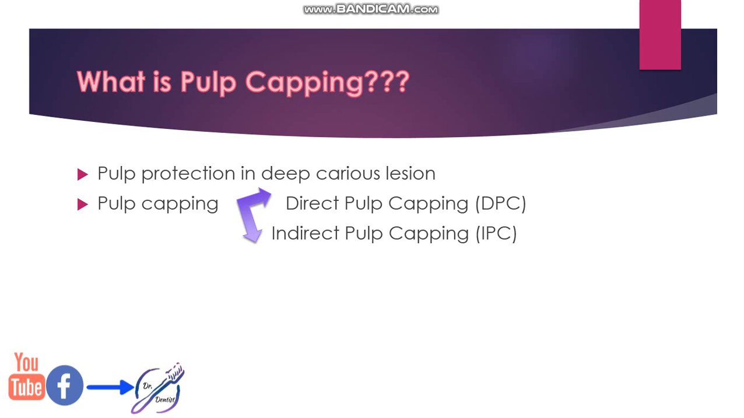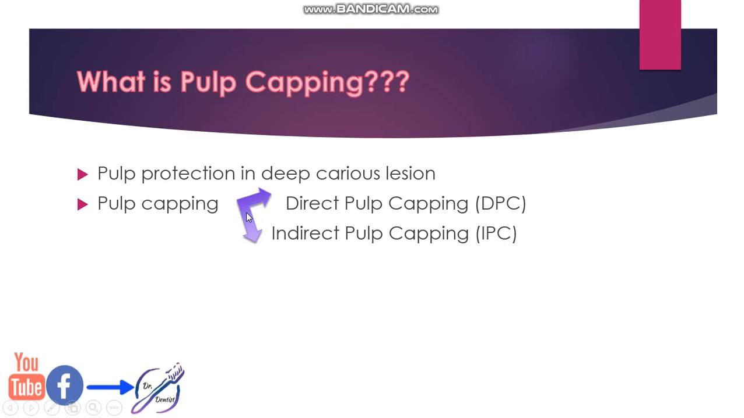So what is pulp capping? As you know, in deep carious lesion, the caries is near the pulp, so the pulp needs protection because the pulp is in peril, the pulp is in danger. So we do some procedures to protect the pulp. This is called pulp capping. Pulp capping means we cover the pulp, we cap the pulp.